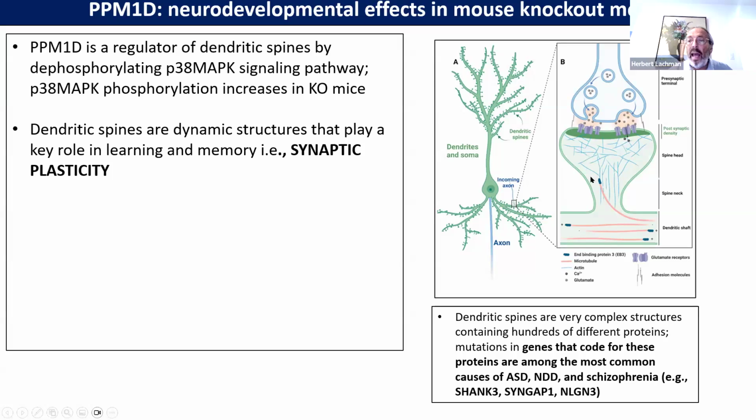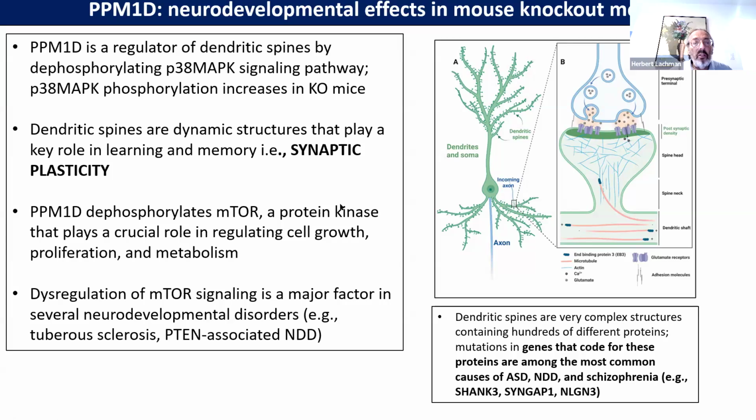Now, these spines have hundreds of different proteins, and many of the genes that code for these proteins are well-known players in autism, neurodevelopmental disorders or NDDs, and schizophrenia. So this actually constitutes the most common cause of these conditions: mutations in the genes that affect these spines, as well as mutations that affect the presynaptic neurons that synapse onto these spines.